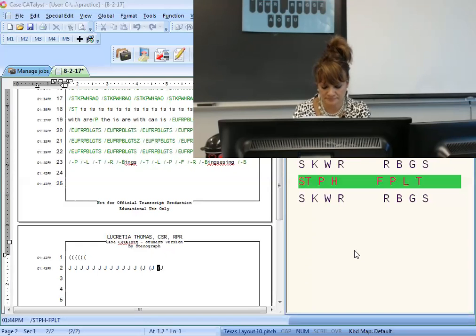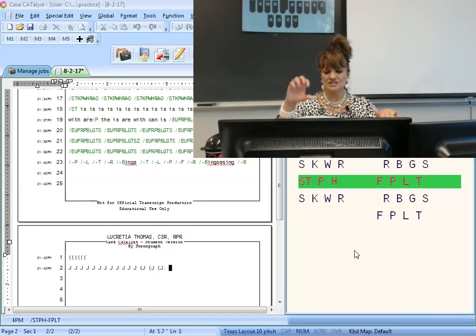Upper bank. Make sure that you're writing concisely, that if it's upper bank, you're getting all the correct letters, the STPH, FPLT, STPH, FPLT together. The lower bank, SKWR, RBGS, okay? And you include the vowels, the AO, the EU.